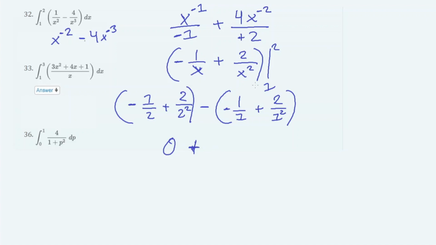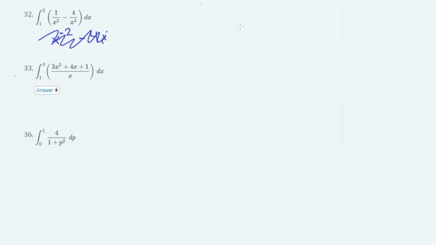And then we'll have 0 minus, actually, we have negative 1 over here, and then we have 2 over 1, which is going to be positive 2. So 2 minus 1 is 1, and we have a negative on the outside, so we'll have a final answer of negative 1. And now let's take a look at number 33.